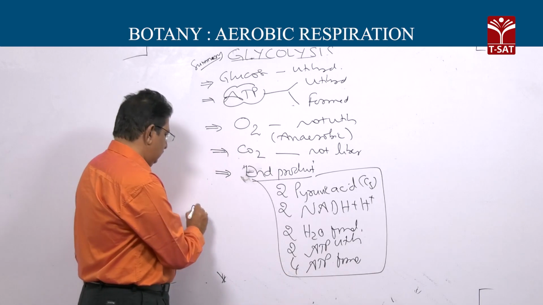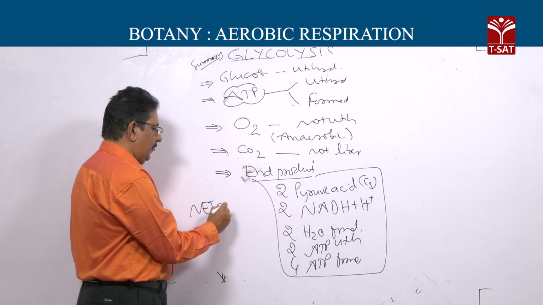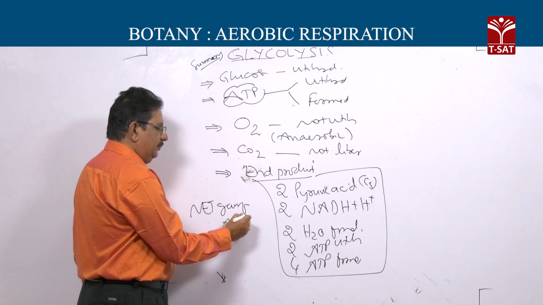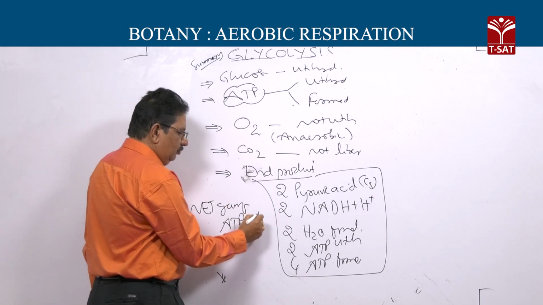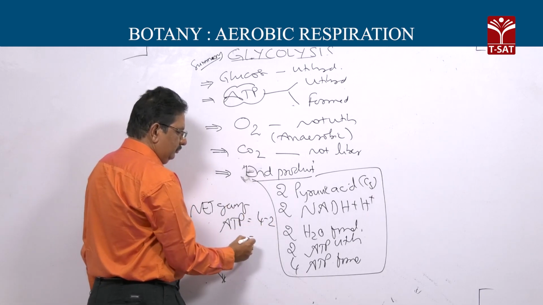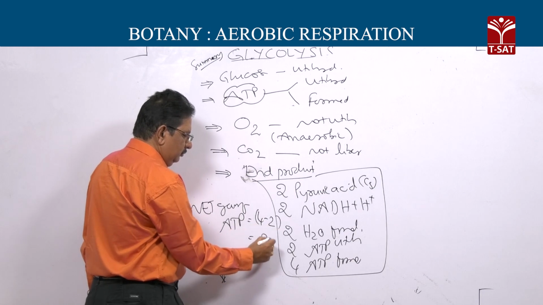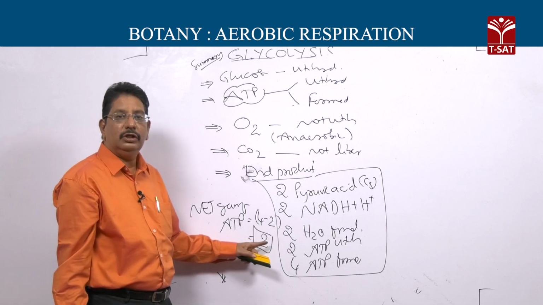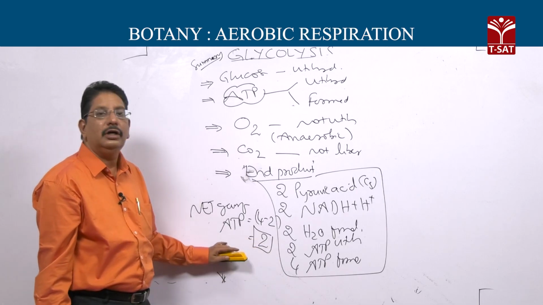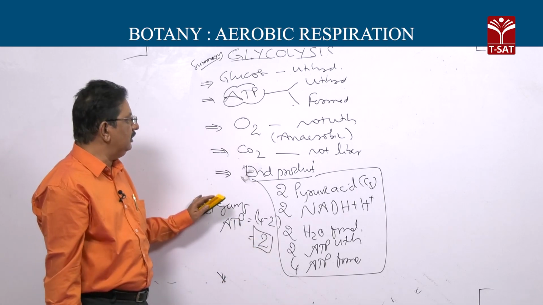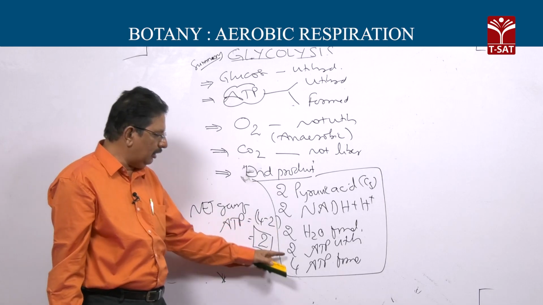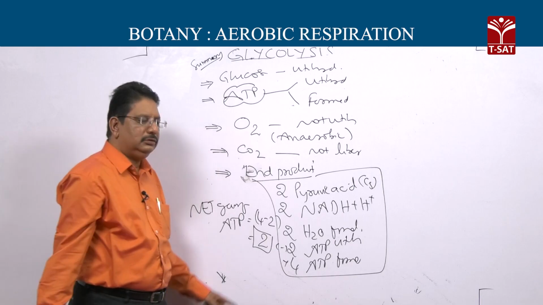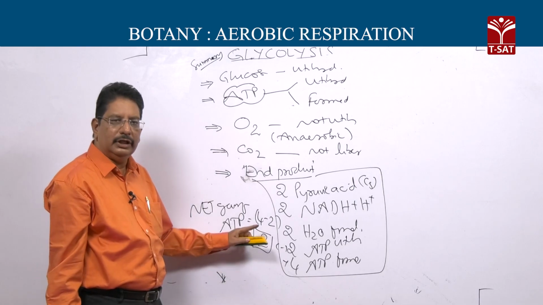That means the net gain of ATP is 4 minus 2. So, during glycolysis there are only 2 ATP released as a net. So, 4 are formed, 2 are utilized. So, finally, the net gain is 2 ATP.